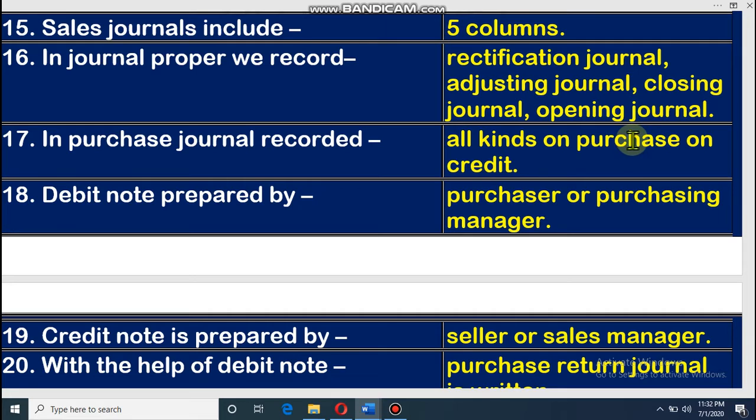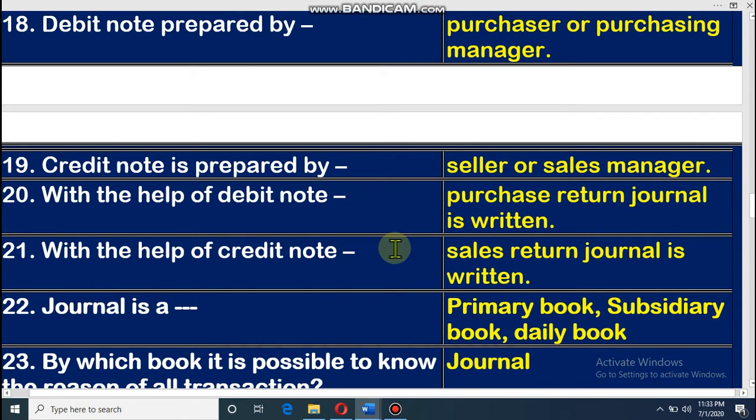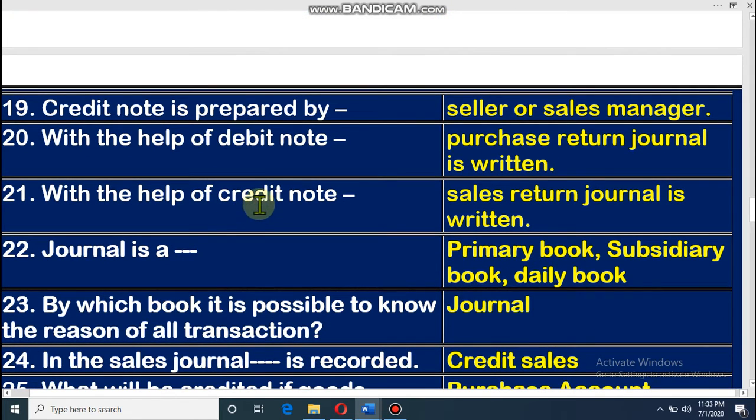Debit note is prepared by purchaser, that means who purchased the goods, at the time of returning the goods he prepares a note, that is debit note. And credit note is prepared by seller or sales manager, that means who sold the goods, by receiving return goods he writes a note that I have received these goods, that's why he prepares a note, that is credit note. With the help of debit note we prepare purchase return journal, and with the help of credit note we prepare sales return journal.